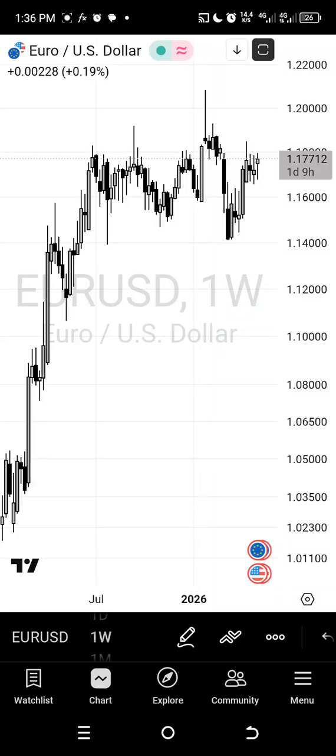Welcome to another trade breakdown on EU. I'm going to be breaking down this trade starting from the 1 week time frame. On the 1 week time frame, here's the thing.